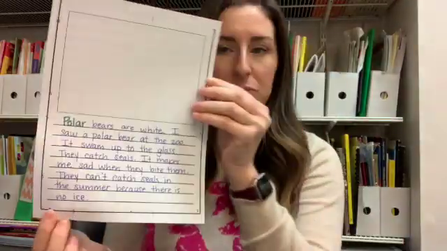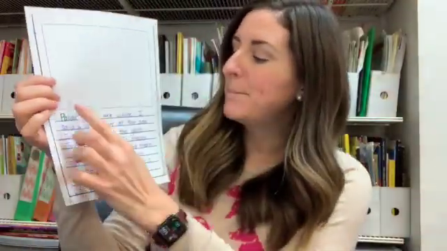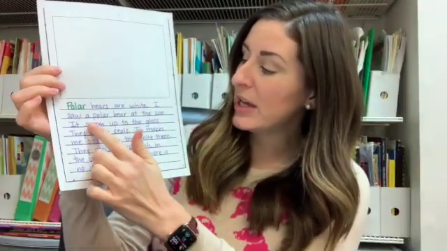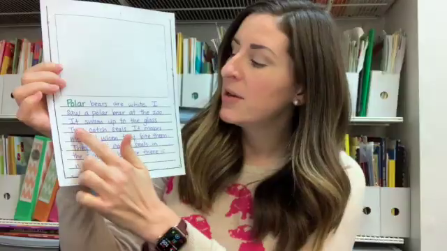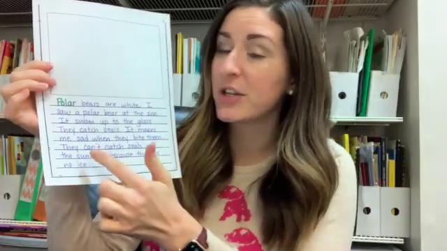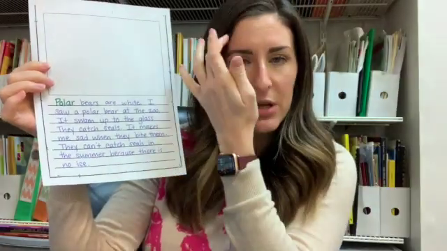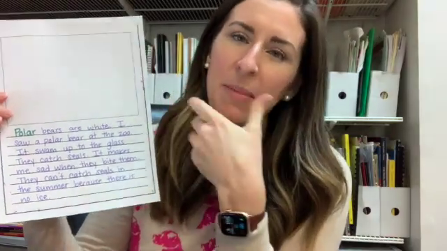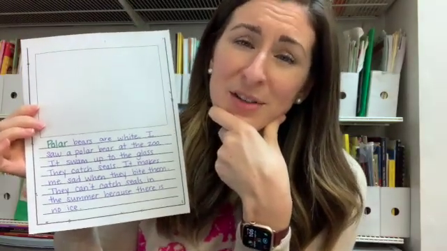Let's say I was writing my book about polar bears, and in that book I wrote a page like this. What if I wrote, "Polar bears are white. I saw a polar bear at the zoo. It swam up to the glass. They catch seals. It makes me sad when they bite them. They can't catch seals in the summer because there is no ice." Did you hear some things in my page about polar bears that weren't facts?